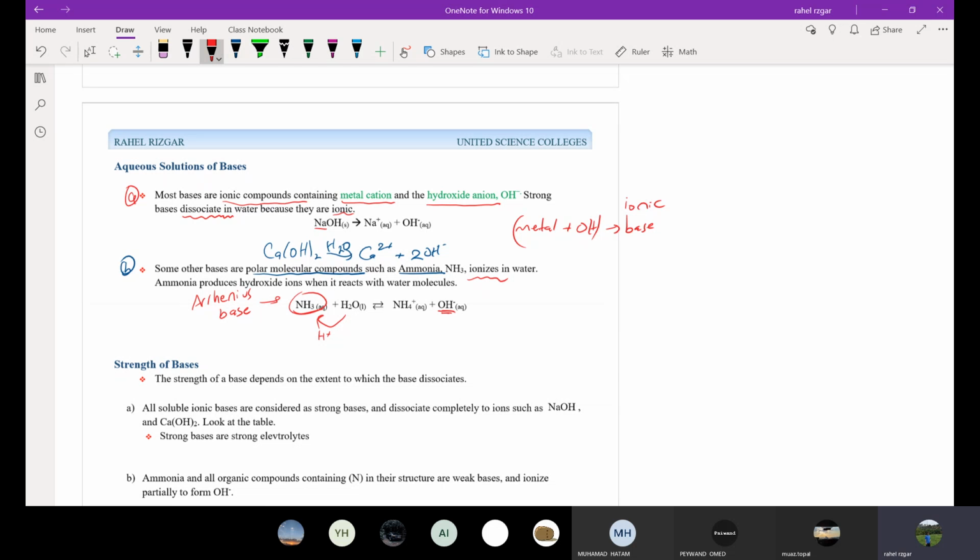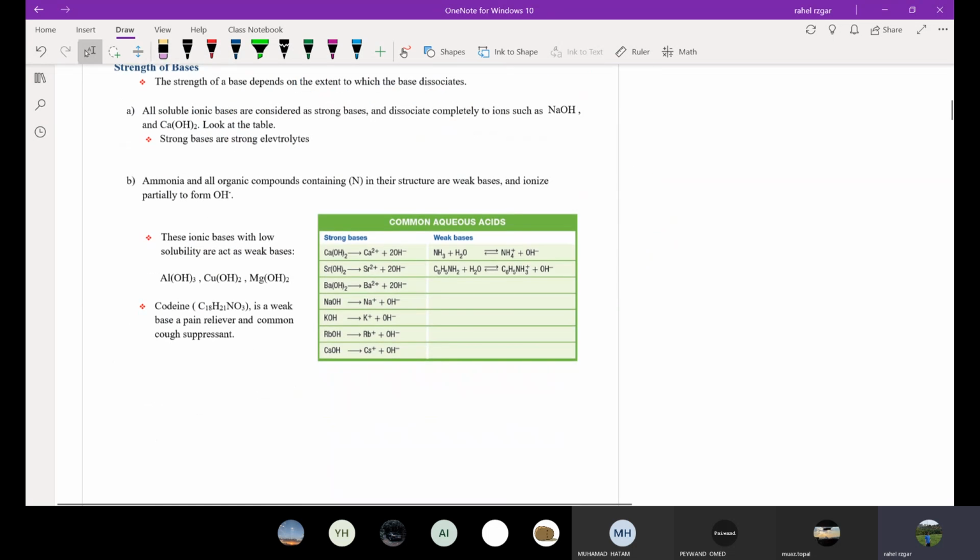The thing that you have to know is NaOH. NaOH is an ionic base. It's just separation.